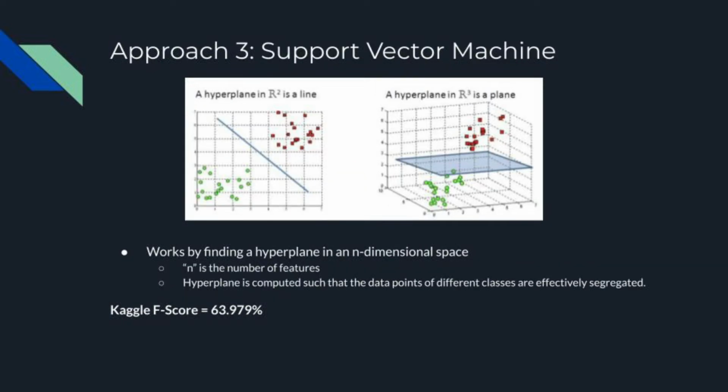We then moved on to using support vector machine, which works by finding a hyperplane in an n-dimensional space. The data points are plotted in an n-dimensional space according to the value of the n features. The hyperplane is computed such that the data points of different classes are effectively segregated. Of the primitive machine learning methods, this algorithm showed us better success with a Kaggle F-score of 63.97%.